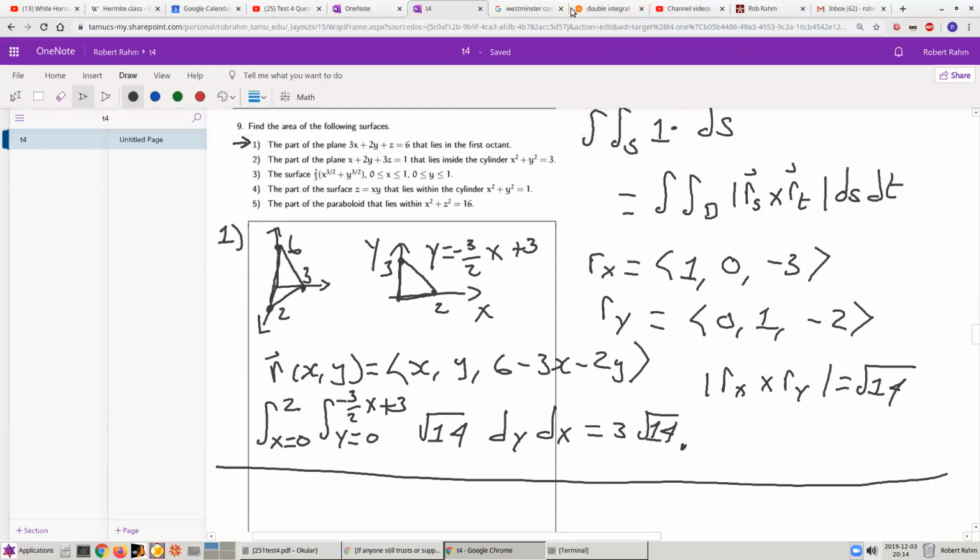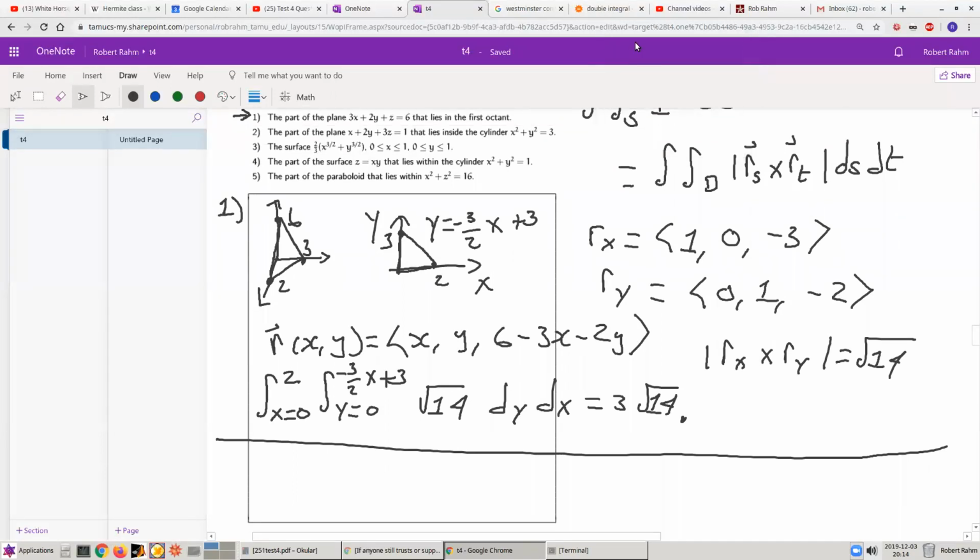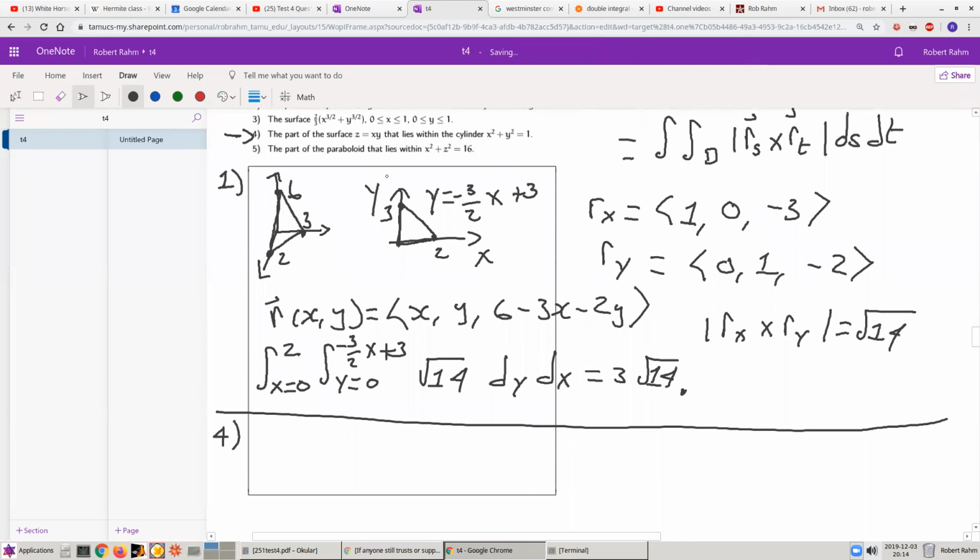So let's now do another problem. All right, let's do problem number 4. The surface is z equals xy. A parameterization could be r of x,y equals (x, y, xy). But notice that we want the part that lies within the cylinder x squared plus y squared equals 1. This indicates that the parameter domain is going to be a circle, so really we should do this in terms of polar coordinates. This surface, by the way, is like the Pringle chip shape or saddle shape.